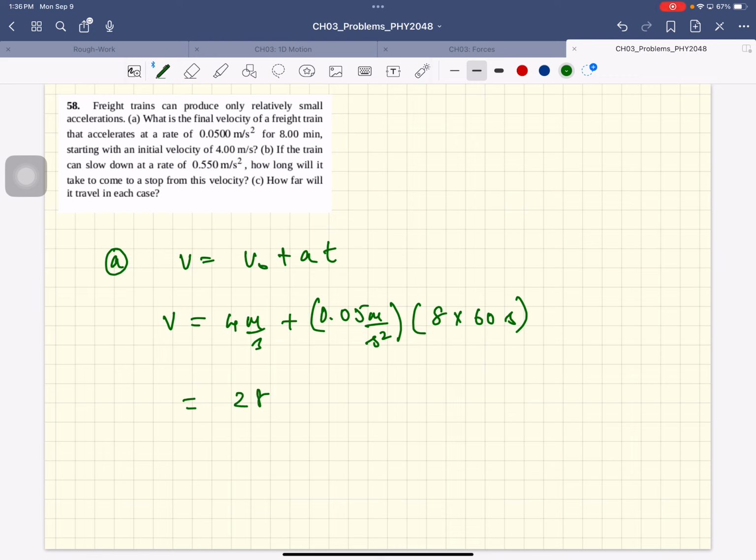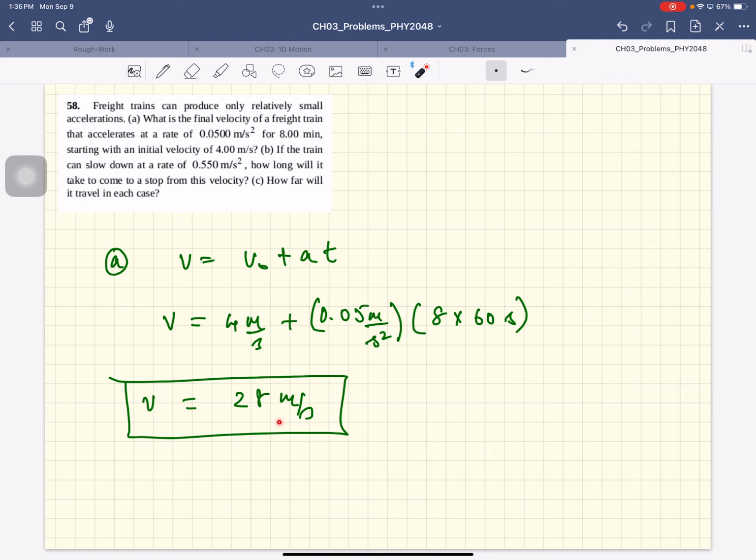So 28 meters per second. Yeah, that's the final velocity. And again, like I said, 10 meters per second is roughly 25 miles an hour. So this is going at about 75 miles an hour. Okay.